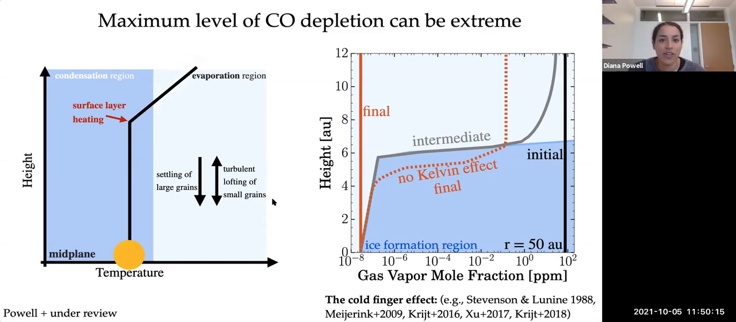And that's what I'm showing here on the right. Once the initial abundance of CO gas, shown in solid black, is depleted in the midplane, as shown in gray, there will be this steep vertical concentration gradient, which will eventually be smoothed by vertical diffusion. This would ultimately lead to a depletion of CO in the observed upper layers of disks, as shown in solid red. This is the so-called cold finger effect, which can lead to a large depletion of CO gas in the upper disk.